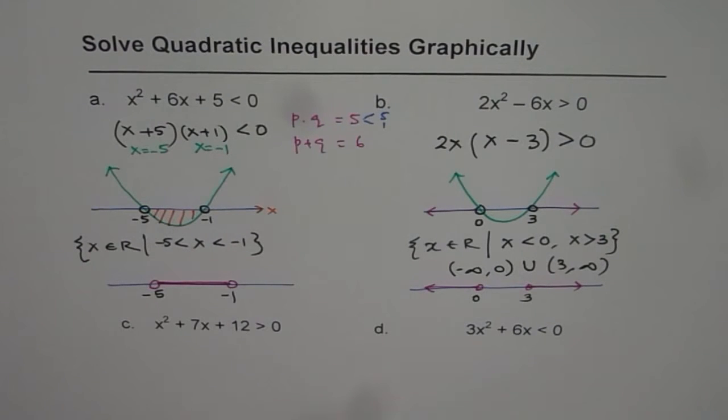Good. Now I'd like you to copy the other two questions, C, which is x squared plus 7x plus 12 greater than 0, and D, which is 3x squared plus 6x less than 0. Solve and then move on to the next question.